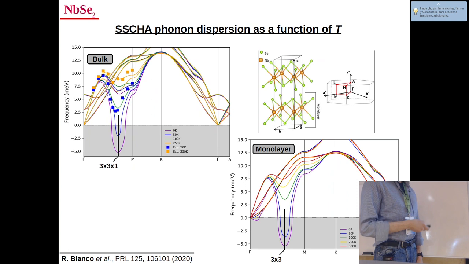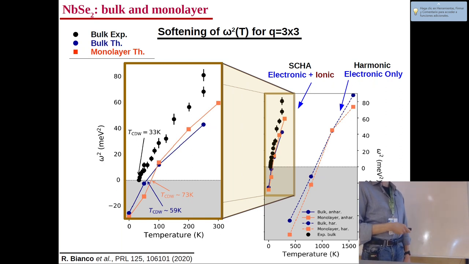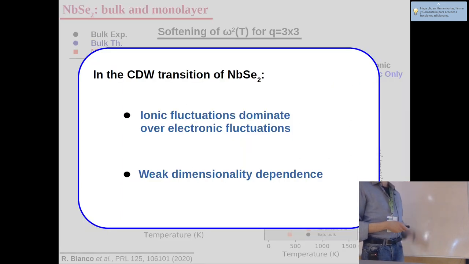We did the same calculation also for the monolayer, and we saw that the instability is also modulated along a 3x3 supercell. Here it was in the 3x3x1 supercell. Essentially we saw a very similar behavior for the bulk and the monolayer in this case, and this was confirmed by experiments. The critical temperature for the bulk and the monolayer is very similar. So for this charge density wave transition in niobium diselenide, we saw that the ionic fluctuations dominate over electronic fluctuations, and there was a weak dimensionality dependence. Of course, if you don't use SCHA and use just a harmonic calculation, you cannot see this effect.